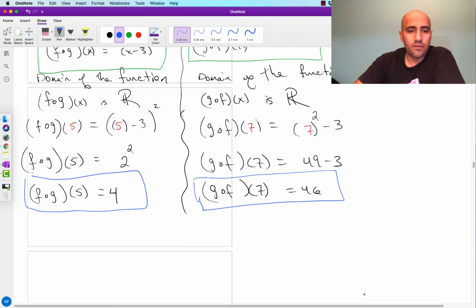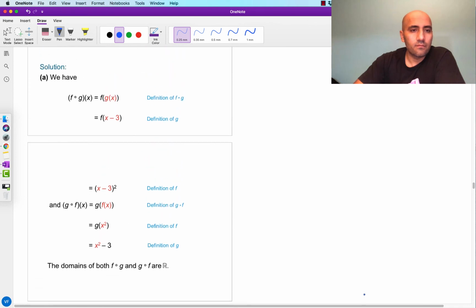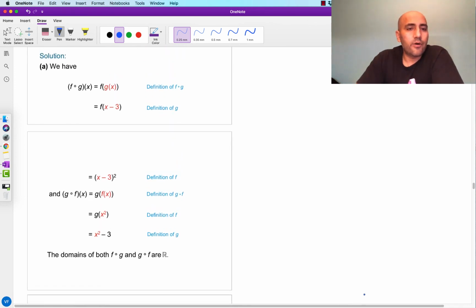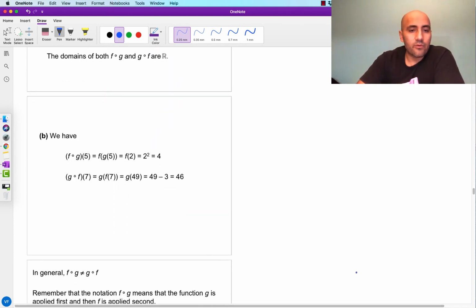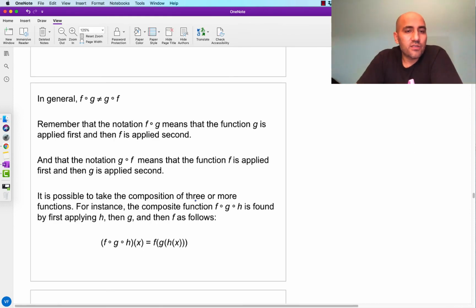Okay, let's see what the author did. So f composed with g is (x - 3) squared, and g composed with f is x squared minus 3. Both domains are going to be the set of the real numbers. And then when we evaluate them, one of them is 4, the other one is 46, same as before. Remember that in general, f composed with g does not have to be equal to g composed with f. It's allowed to, it can happen, but it's not necessarily true. It's not always going to be the case.